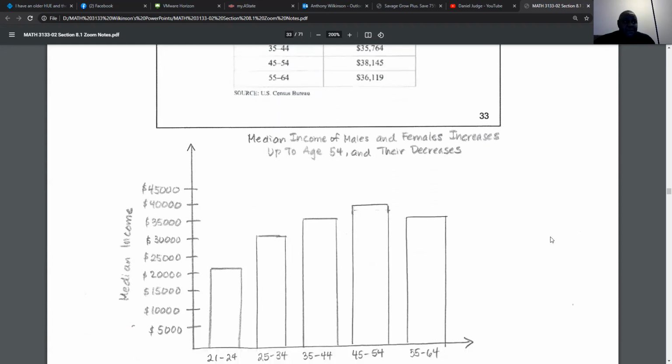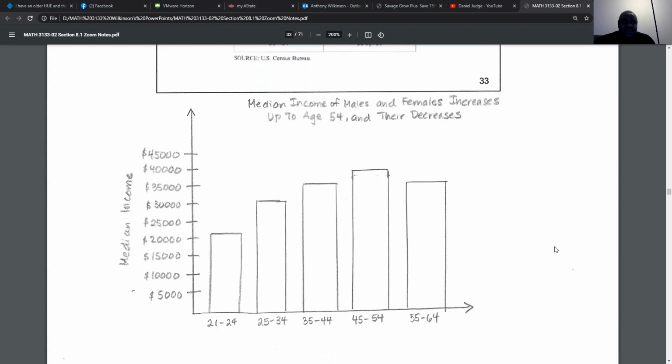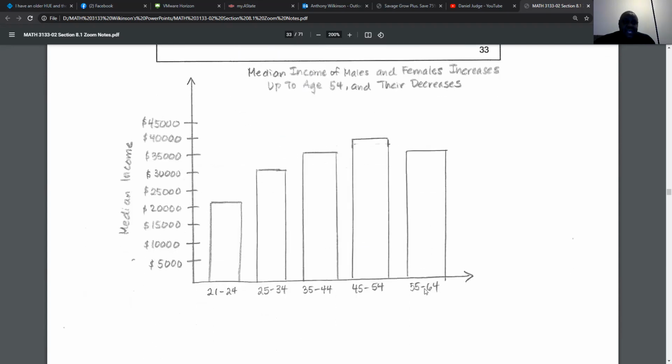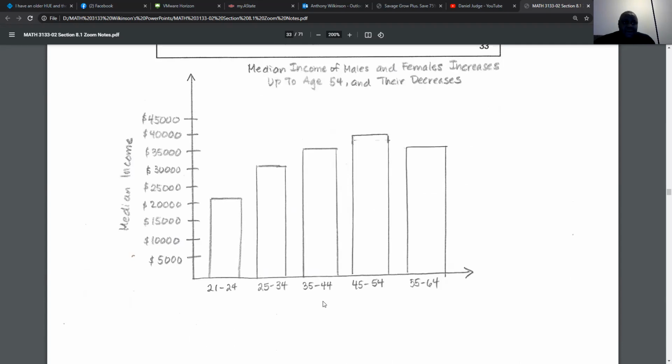So here is how we create that bar graph. Notice on the horizontal axis going across are the categories, and this deals with the age group in years. I should have put age group in years down here to identify what that horizontal axis is: 21 to 24, 25 to 34, and so on. The vertical axis going up and down is the median income, sectioned off in groups of $5,000, from 5,000 up to 45,000.